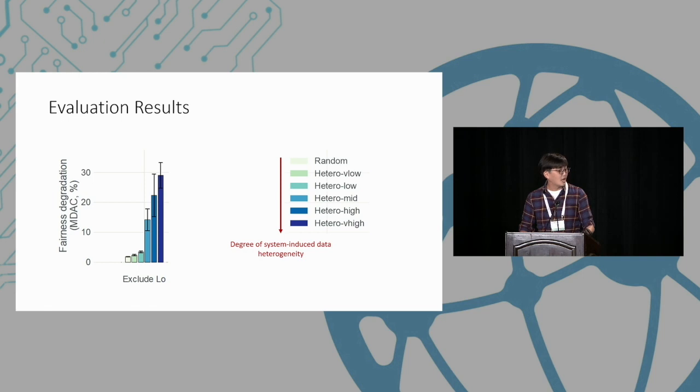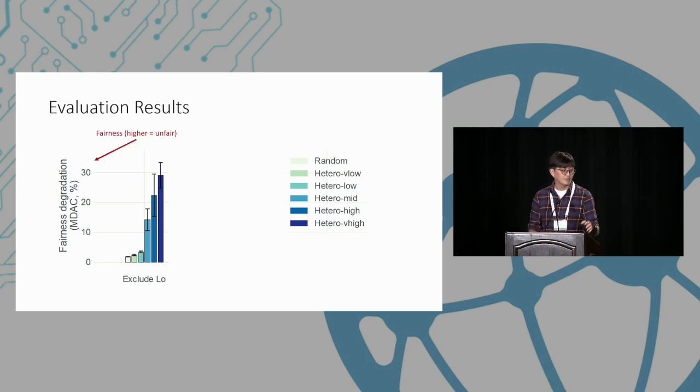So I am only going to show you a subset of the results because of the interest of time. So here I'm showing the result when we exclude low-end devices from training. And there are 6 bars. Each bar shows a different level of system-induced data heterogeneity. From the left, no system-induced data heterogeneity, as was assumed in the prior work, all the way to the right is very high system-induced data heterogeneity. And the y-axis is the fairness metric, where higher means more unfair.